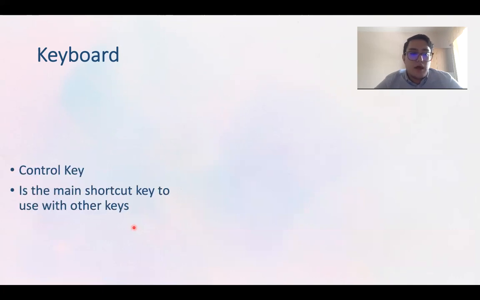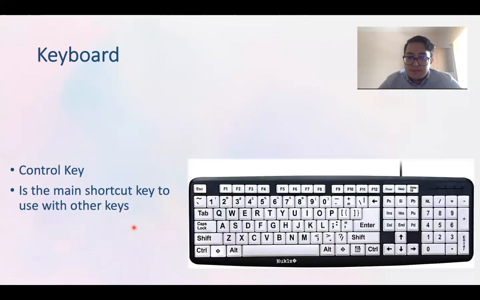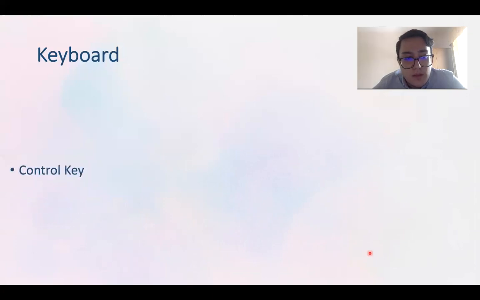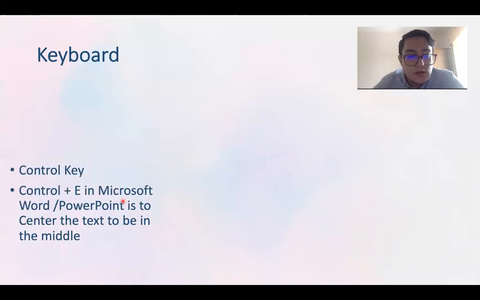Next, we are talking about the control key. The control key is the main shortcut key to use with other keys. Okay, so where is the control key? The control key is on your keyboard on the left and on the right. So we have two control keys. One is on the left and one is on the right. So what does the control key do? It does almost all the shortcuts that you need.